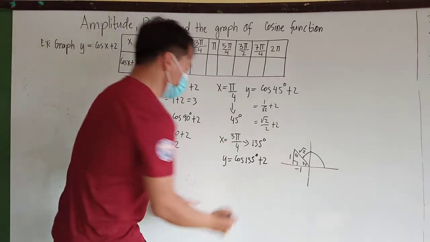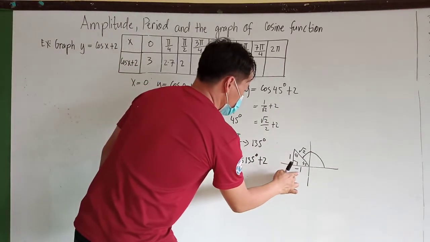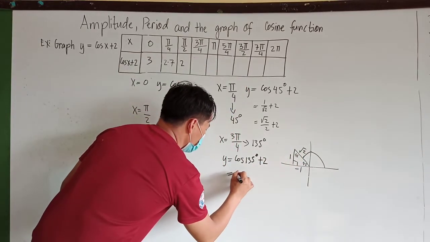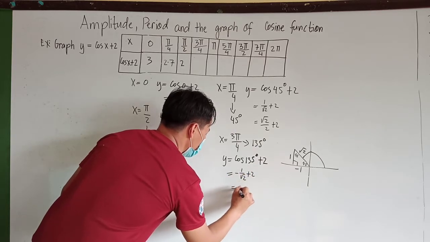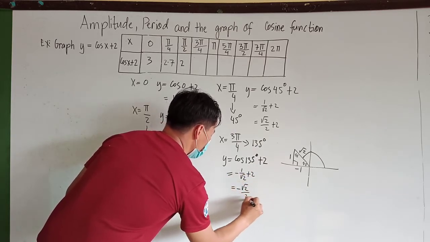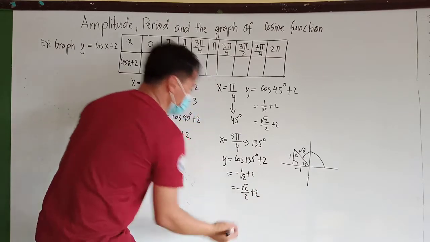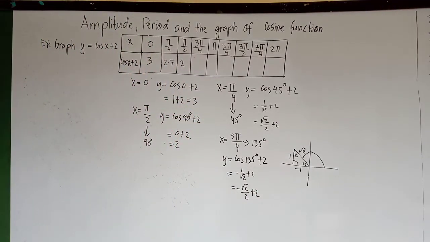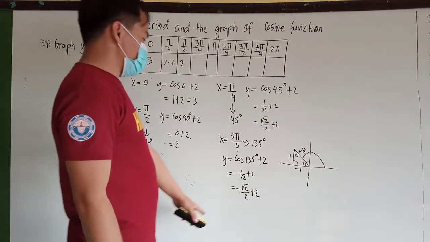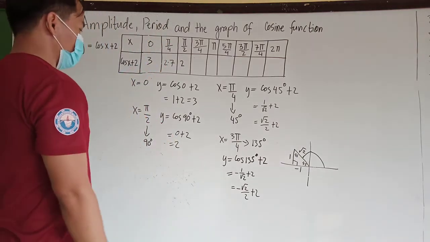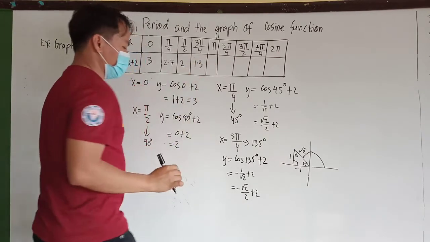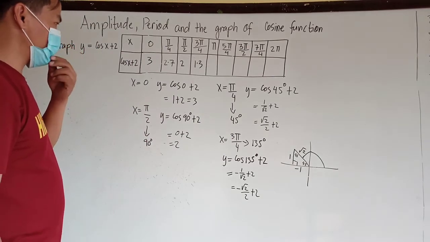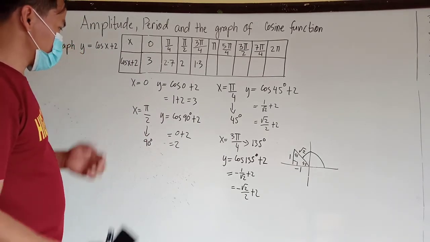So therefore, cos of 135 is adjacent over hypotenuse, we have negative 1 over square root of 2 plus 2, or we have negative square root of 2 over 2 plus 2. When we rationalize that one, that is negative square root of 2 over 2. Actually, when we simplify this one, we can obtain a value of 1.3, positive. Okay?